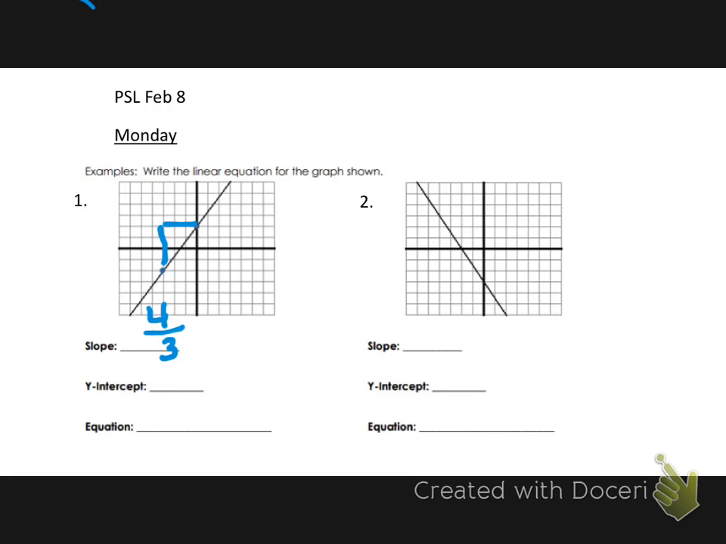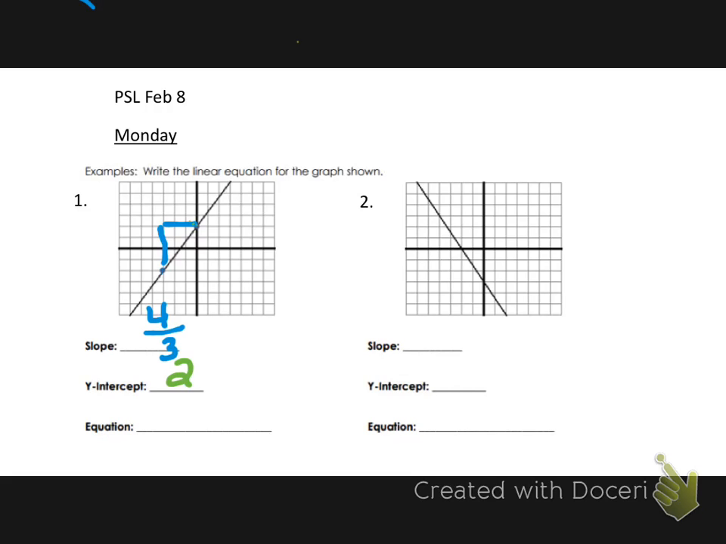Now our y-intercept, that's going to be where it crosses the y-axis. Remember, the y-axis is the one that goes up or down. So right there is where the y-intercept is going to be, which is the point 2.